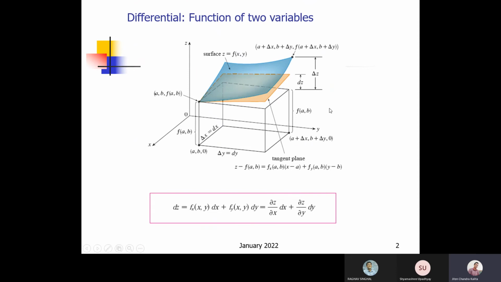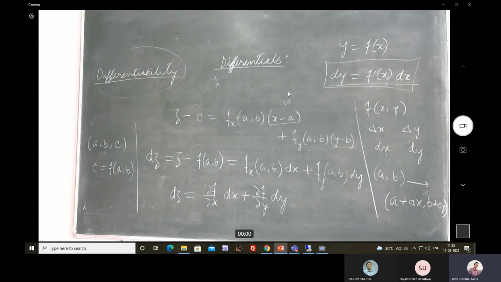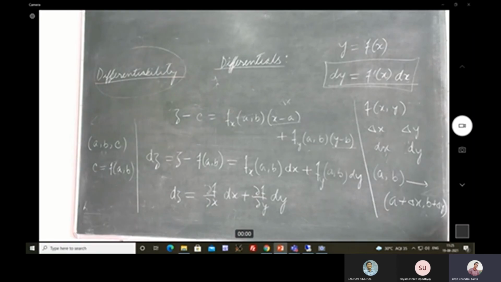Is it okay? Fine. Now this is going to let us derive the chain rule for a function of two variables. So here you can see the chain rule. Anyway, I'm going to do it on the blackboard. You don't need to worry about it.